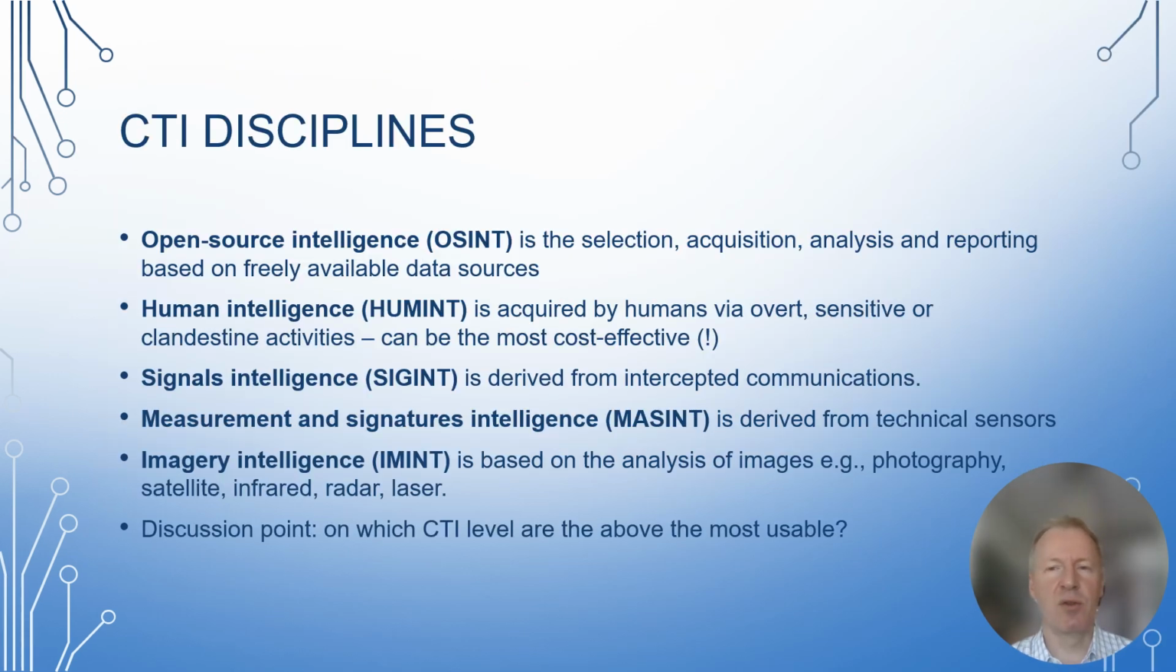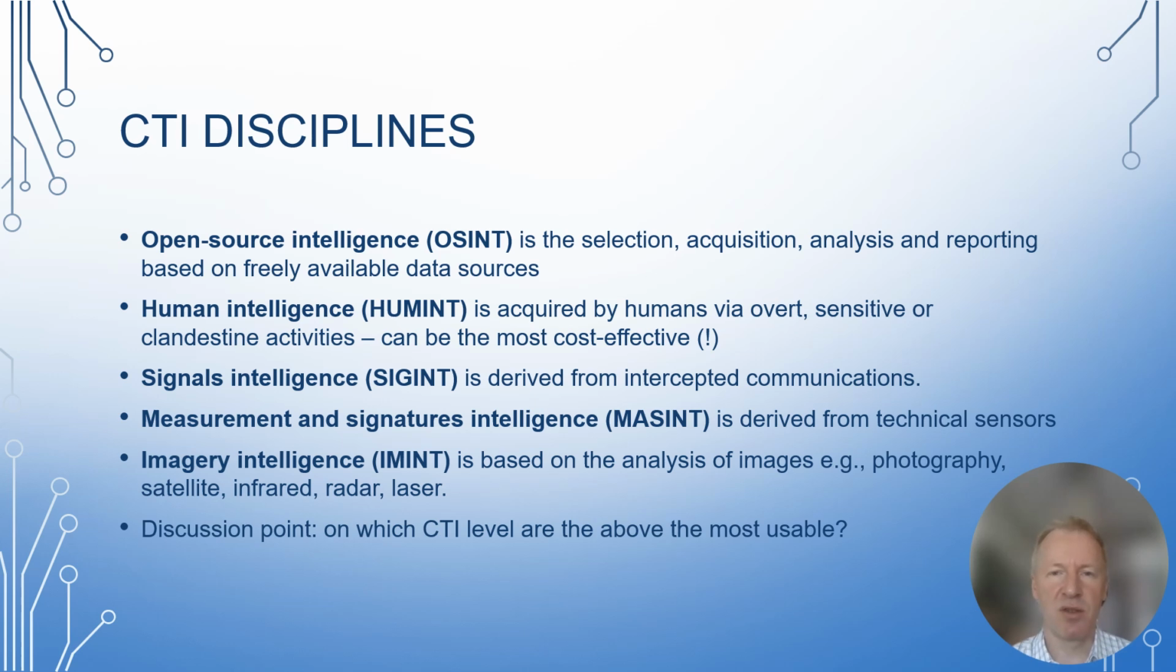It is important to note that threat intelligence and intelligence is essentially not a new concept. So we can define the here listed intelligence sources, and they are available in traditional related literature. So open source is based on freely available information. Human intelligence is acquired by humans via overt or sensitive or clandestine activities. Signals intelligence is based on intercepting communication messages.